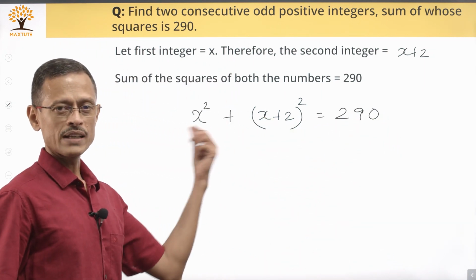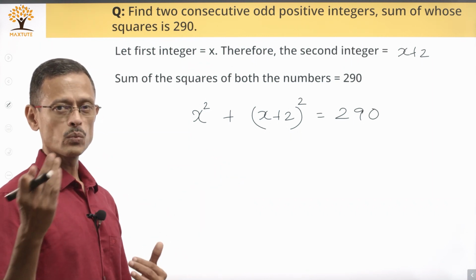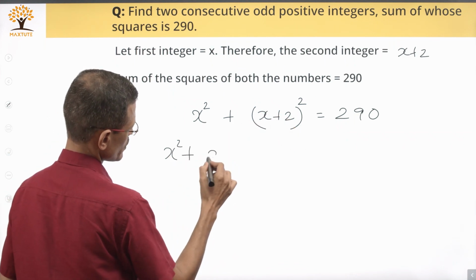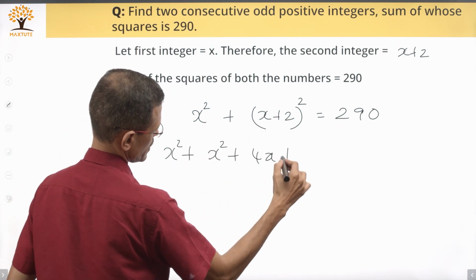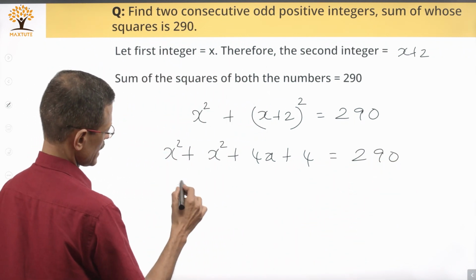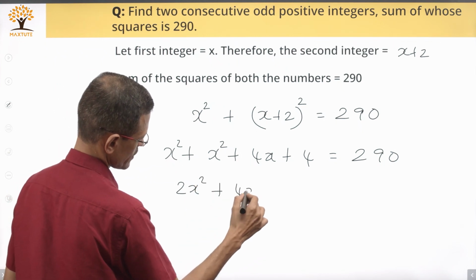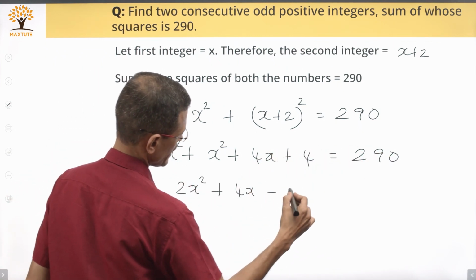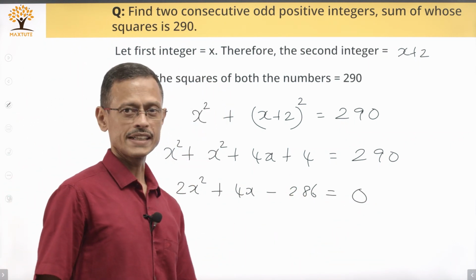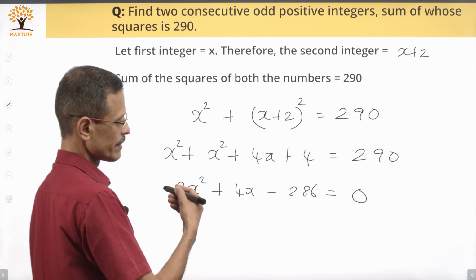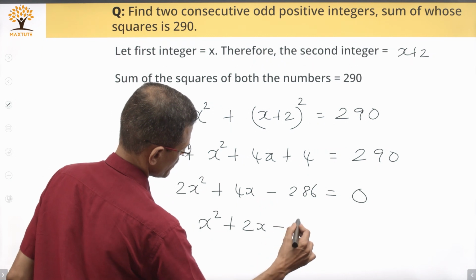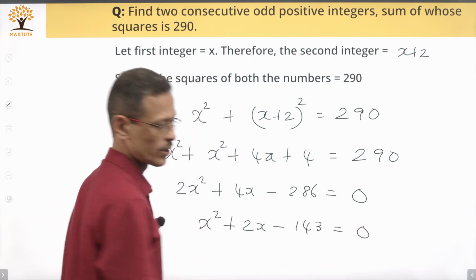290. Let's expand the terms on the left hand side, club them together and see what we get once we simplify it. So we'll have x square plus, expanding this term will leave us with x square plus 4x plus 4. This is equal to 290. Clubbing like terms, we have 2x square plus 4x, 4 minus 290 will make it 286. This is equal to 0. It's a standard quadratic equation. We'll even simplify it further by dividing the entire equation by 2. That will leave us with x square plus 2x minus 143 is equal to 0.